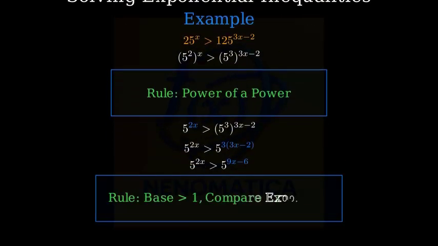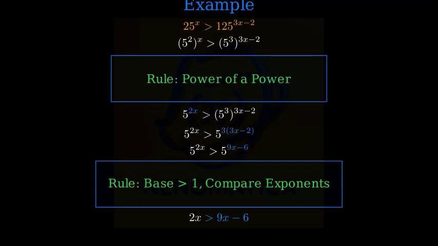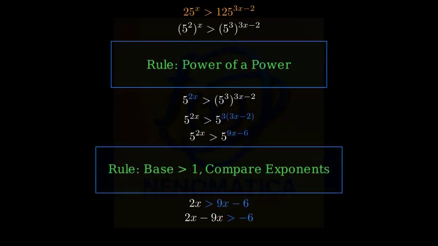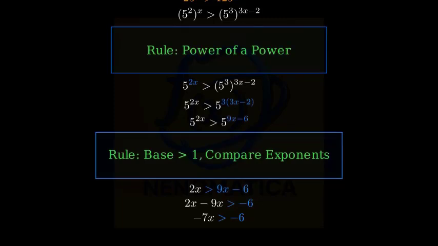For exponential inequalities with a base greater than 1, like we have here with base 5, we can compare the exponents directly while maintaining the same inequality sign. So our inequality becomes 2x is greater than 9x minus 6. Now we can solve this like a regular linear inequality. Let's subtract 9x from both sides of the inequality. Simplifying, we get negative 7x is greater than negative 6.